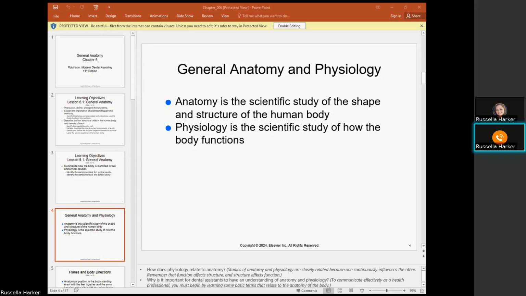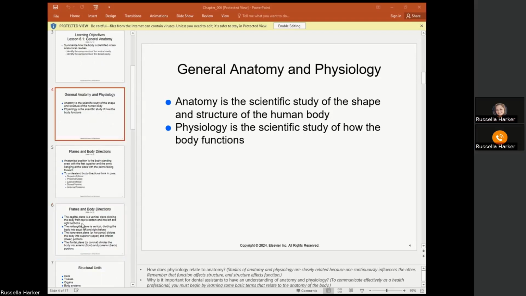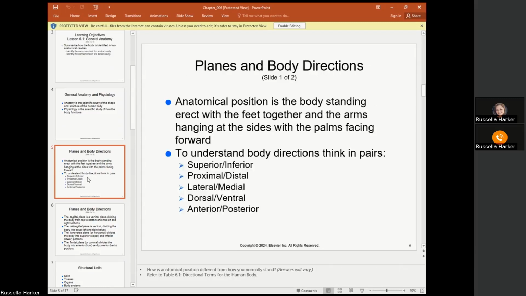So it's important for you as a dental assistant to understand that to communicate effectively as a health professional, you have to begin learning the basic terms that relate to the anatomy of the body because you're going to be using anatomy and directional anatomy terms. So learning those terms, there is something called anatomical position, and that's when the body's standing erect with the feet together and the arms hanging at the sides with the palms facing forward, and you need to know that definition.